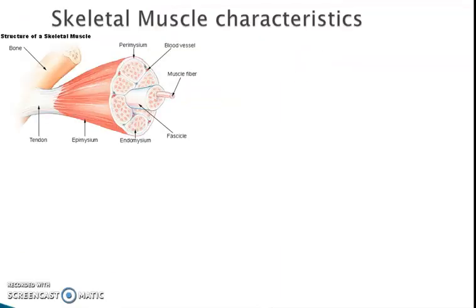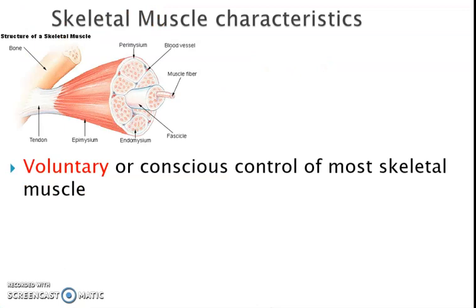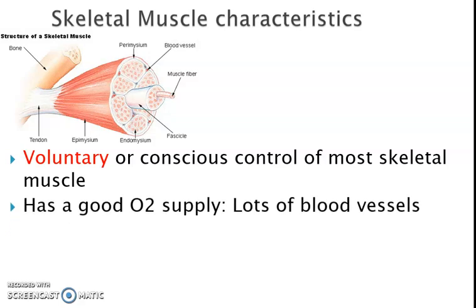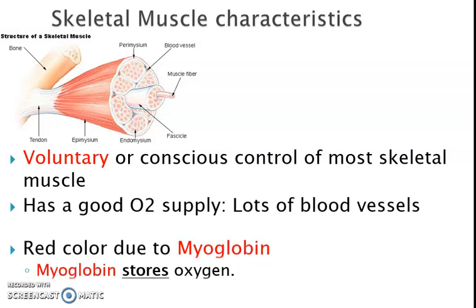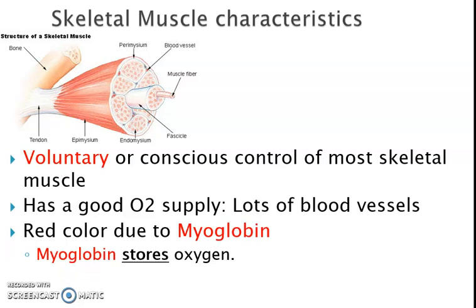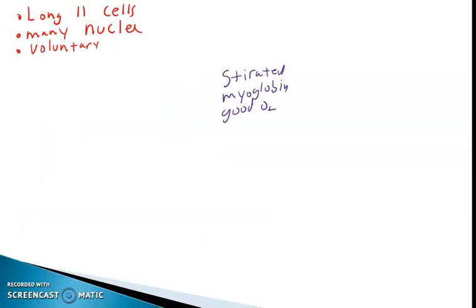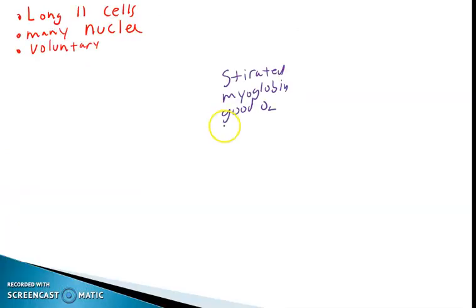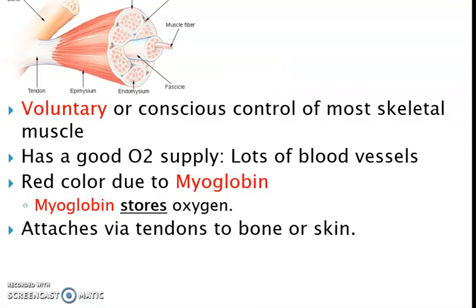So some characteristics. It's voluntary. You can control most skeletal muscles. Has a good supply of oxygen, and it's red in color due to myoglobin. So I added to this that it has myoglobin that stores oxygen and a good oxygen supply. It is voluntary. And lastly, it's attached by tendons and bone to bone or the skin.